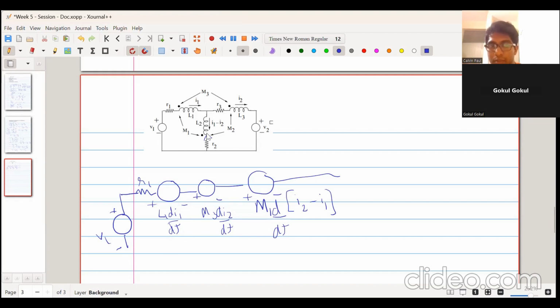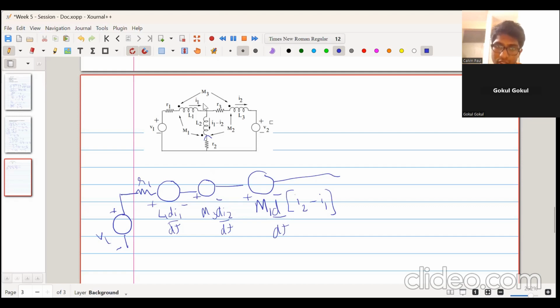Similarly, for this coil coupled to this coil, we just do M1 into d/dt into the current which is flowing into the coil at the dot. And that current flowing into the coil at the dot is equal to I2 minus I1. Because I1 minus I2 is flowing out, you just multiply it by minus 1, that is I2 minus I1, the current flowing into the dot. Alright? Okay, sir.